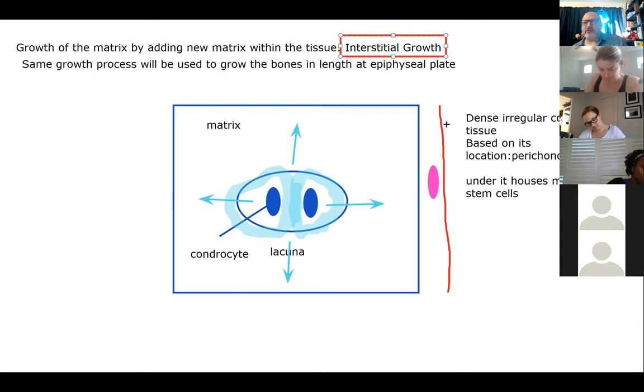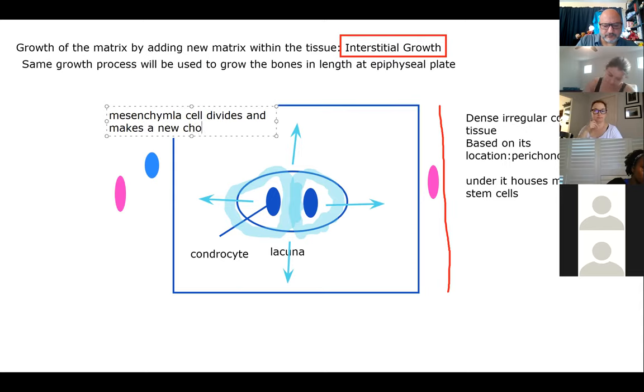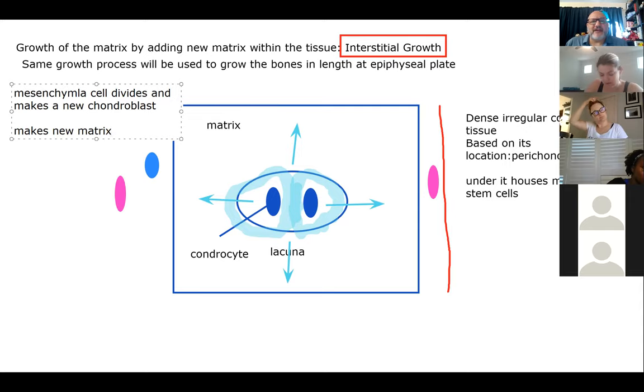However, as we pointed out over here, and I will cheat by drawing a second one over here without the perichondrium over the top of it, we have these mesenchymal cells that are embedded underneath the perichondrium. And as we know, mesenchymal cells divide. And when a mesenchymal cell divides, what it can do is make a new chondroblast. And what, of course, does a chondroblast do? Makes matrix. It makes new matrix. And so that is exactly what happens.